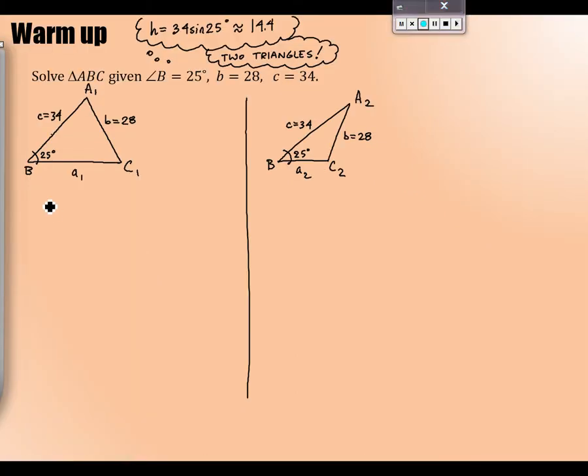All right. So definitely two triangles. C1, we'd like to pair with little c1. So you get sine of 25 over 28 equals sine of c1 over 34. And then c1 is equal to sine inverse of 34 sine 25 over 28.